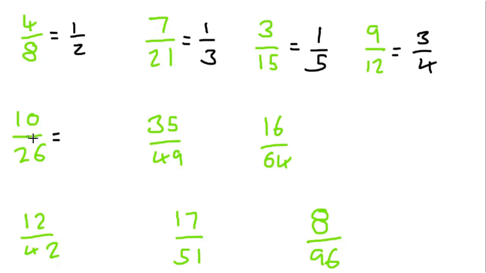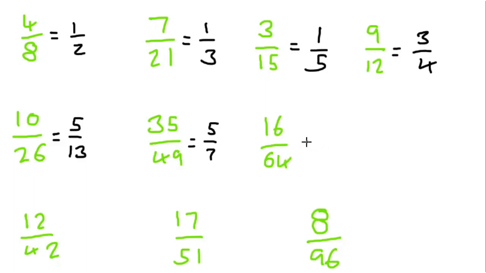Here we have that both of these are even, so we know we can divide by 2. Gives us 5 over 13. We just check that this can't be simplified anymore. We know 35 and 49 are multiples of 7. So we'll take that out and we'll get 5 over 7, and 5 and 7 are both prime, so again this can't be simplified further.